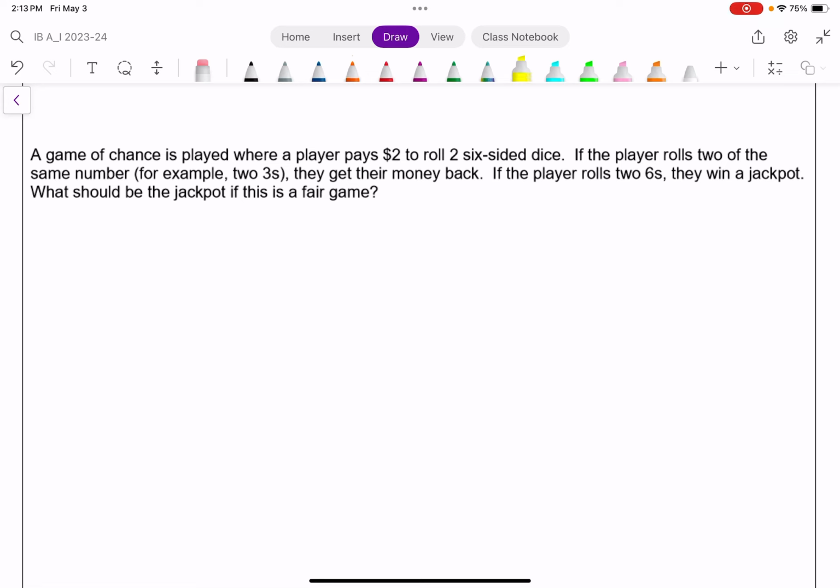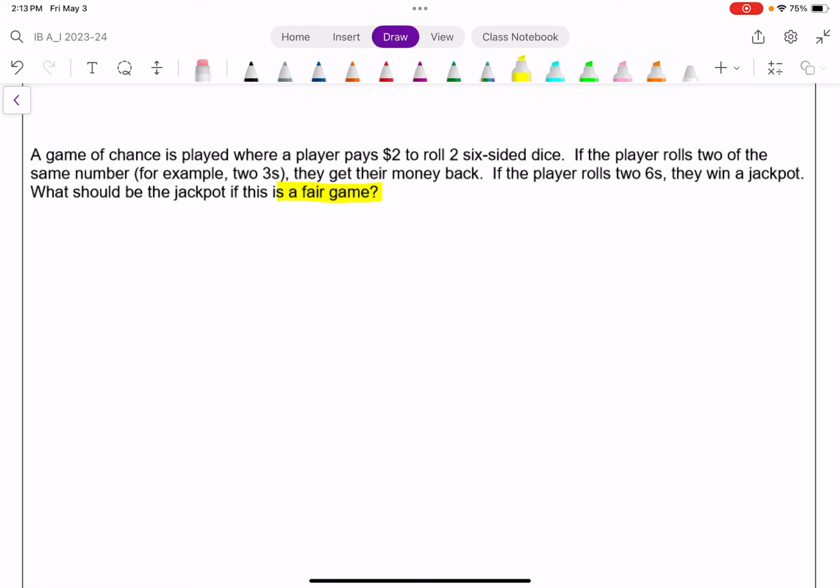If they roll 2 of the same number, for example, 2 3s, they get their money back, so you break even. If they roll 2 6s, they get a jackpot. So what should the jackpot be if this is going to be a fair game? Well, first of all, we need to understand what a fair game means. If something is a fair game, mathematically in statistics, we say that means the expected value is 0. So we need to calculate that.